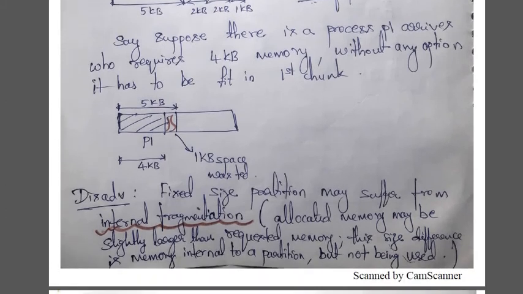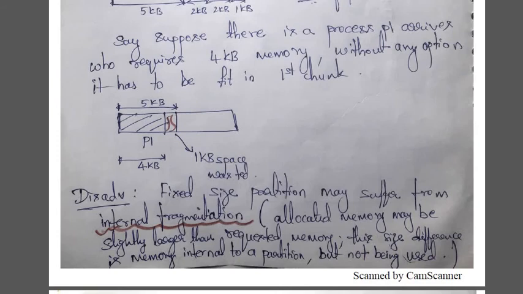The fixed size partition may suffer from internal fragmentation. What is internal fragmentation? Internal fragmentation is when the allocated memory may be slightly larger than the requested memory. This size difference is memory internal to a partition but not being used. See here, I have a 5 kilobyte chunk available, but I am only able to fit 4 kilobytes within it, so there is free space, a 1 kilobyte space created that is internal to this chunk.